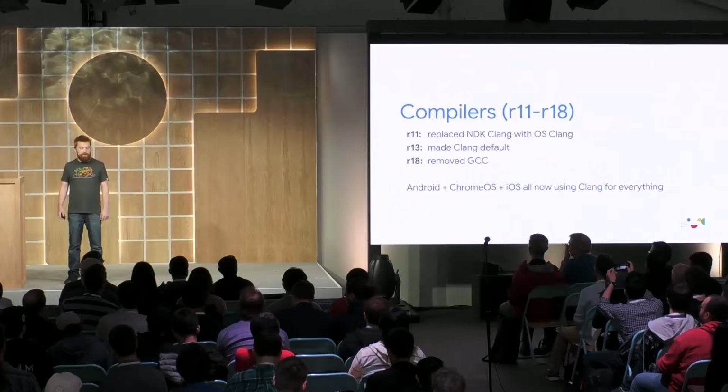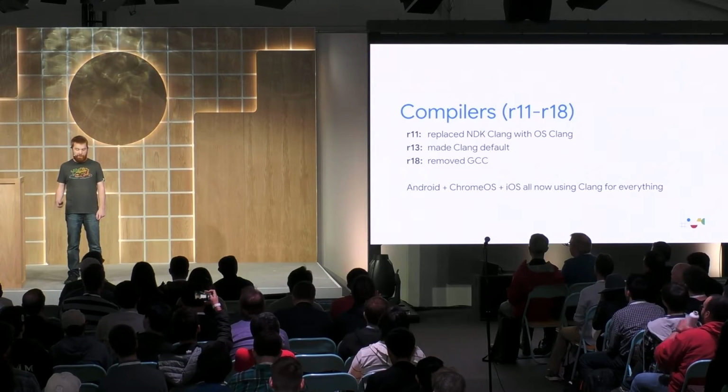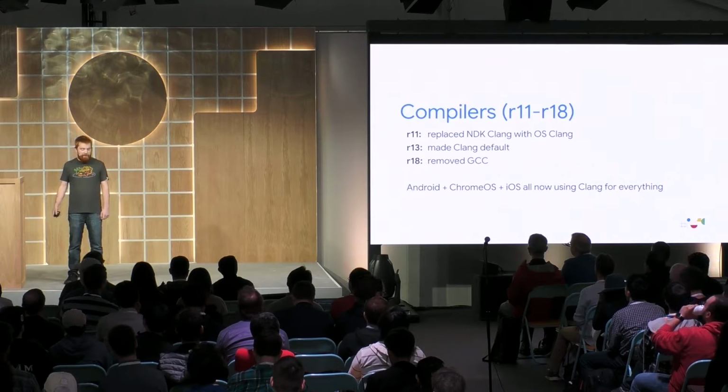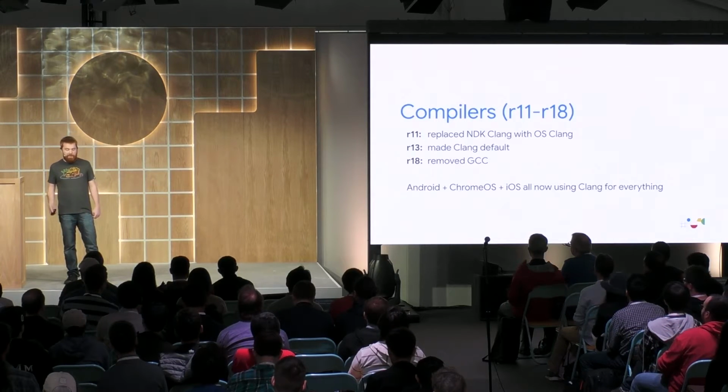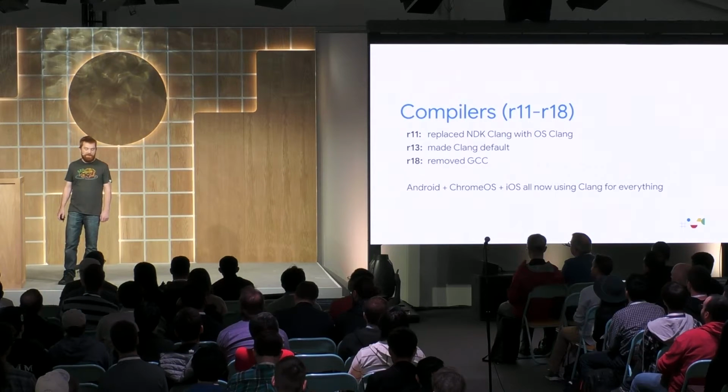The compilers, we started with this, really, with R11. That was when we unforked the NDK's Clang, and that alone let us close just a ton of bugs. It was then the same compiler that we used to build the OS. R13, a couple releases later, we switched that to be the default. And then by R18, we were to the point that we could actually rely fully on Clang and libc++, so we removed GCC. At this point, all of Android, all of Chrome OS, iOS, all of these are using Clang. So if you are targeting a subset of these operating systems, your code is much more likely to be portable between them.